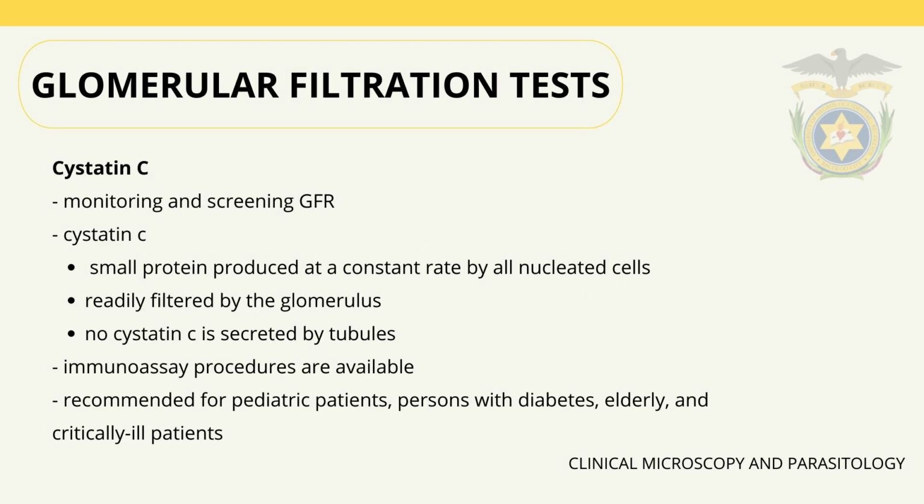Next is cystatin C. It is for monitoring and screening of GFR. Cystatin C is a small protein produced at a constant rate by all nucleated cells. It is readily filtered by the glomerulus, and no cystatin C is secreted by the tubules. It is reabsorbed and broken down by the renal tubules, and serum concentration is directly related to GFR. Immunoassay procedures are available, and cystatin C is a test recommended for pediatric patients, persons with diabetes, elderly, and critically ill patients.